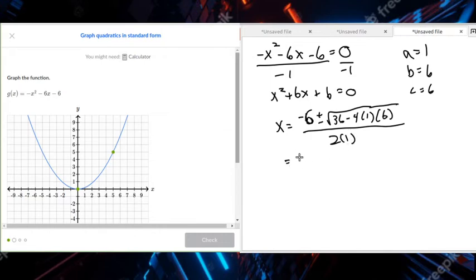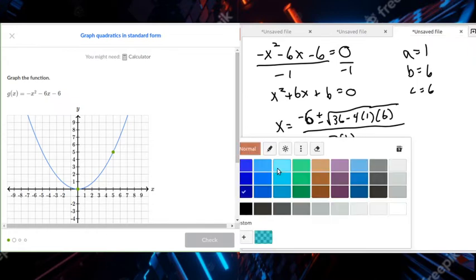That is going to be equal to negative 6 plus or minus the square root of 12, all over 2. We can see that we're going to be able to pull out 4 times 3, so we can pull a 2 out here. 2 squared is 4, so it'll be 2 square root of 3, and then we divide by 2. So we're going to have an irrational answer.